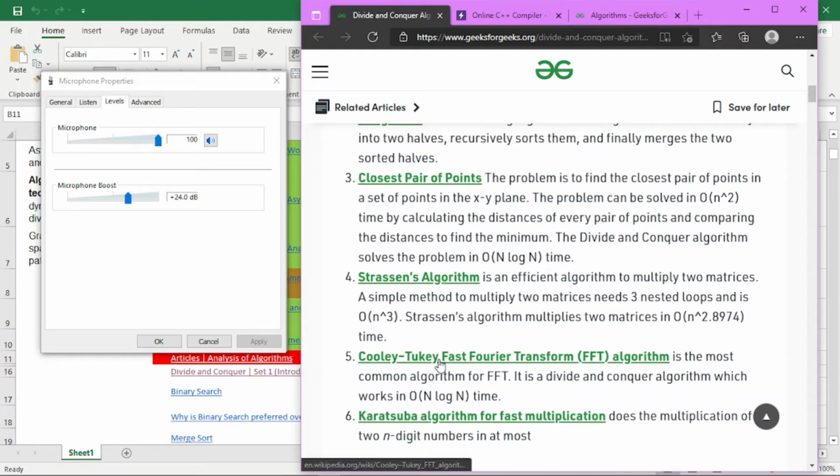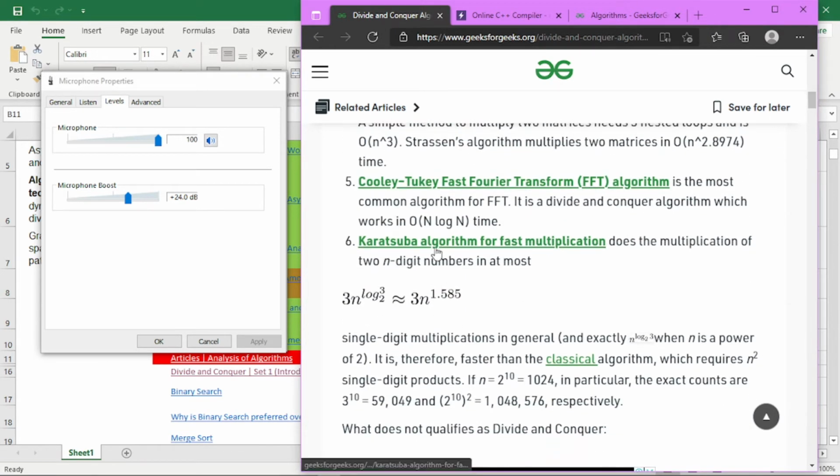Okay, and the Karatsuba algorithm for fast multiplication is also there, which does the multiplication of two n digit numbers in at most 3n to the power log 3 to the base 2, that is about 3 into n to the power 1.585 order. So these are some of the algorithms that can be solved using divide and conquer.